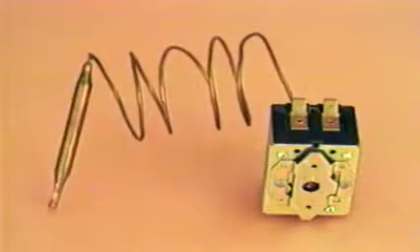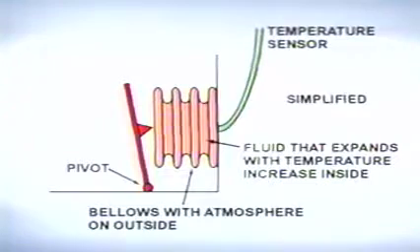The remote bulb thermostat utilizes a sealed bulb that's filled with a mixture of liquid and vapor. As the temperature of the bulb increases, the pressure inside the bulb will increase as well. This pressure is used to push a diaphragm, which in turn causes electrical contacts to open or close.